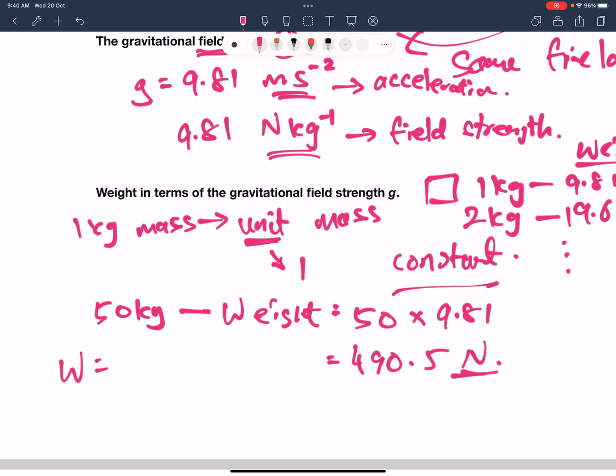So let me write it down here. This is the formula. The weight can be calculated by taking the product of the mass multiplied by the gravitational field strength. On Earth it is 9.81, but if you're talking about another planet or the Moon, it will have a different value.